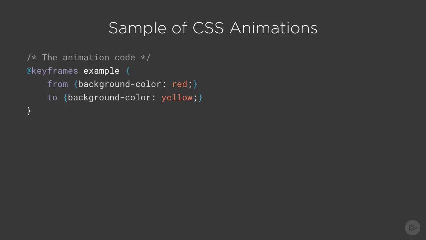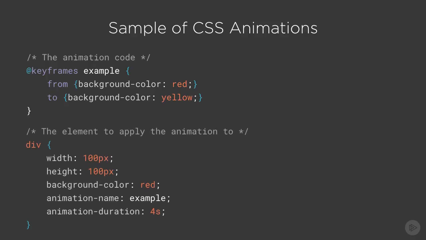So you have to set up the animation first, and then inside of your class, you then go in and apply that animation. So you go in and say animation name, and then you give it the name of the same animation that you did. So in this case, it would be example. And then you can pass in other stuff like we did before, animation duration and then animation delay, different things like that. But you have to set up the animation first, and then you have to call the animation when you apply it to your div tag.